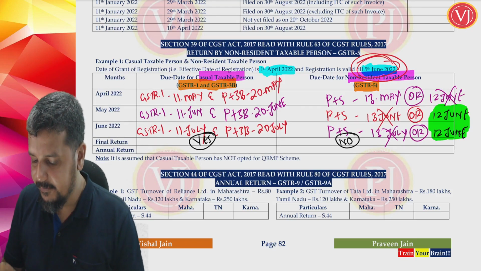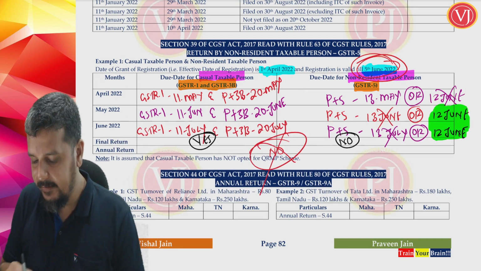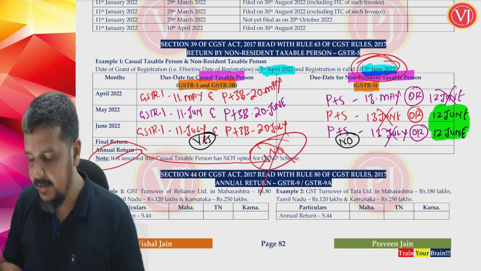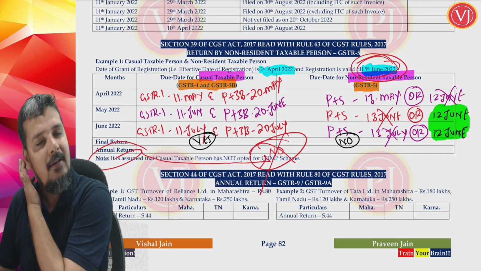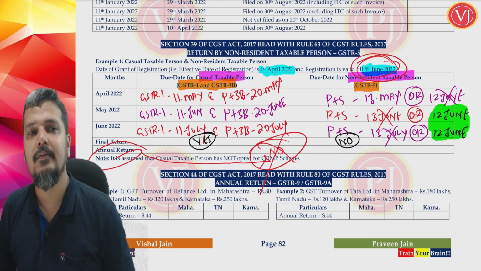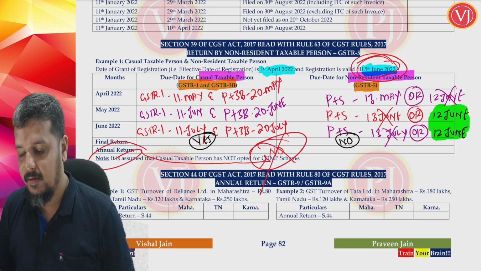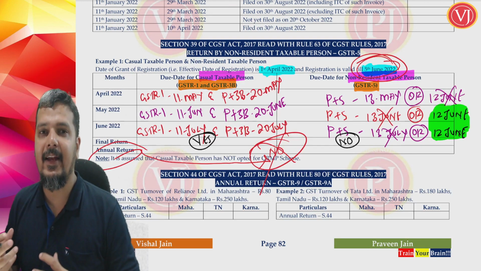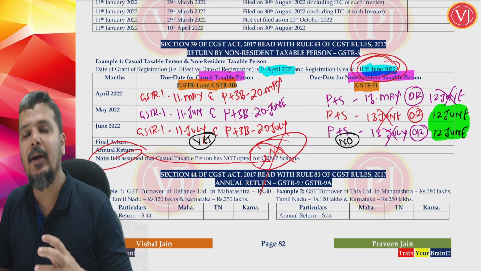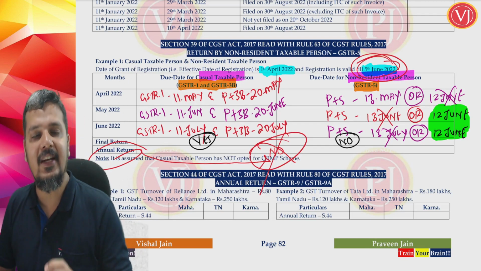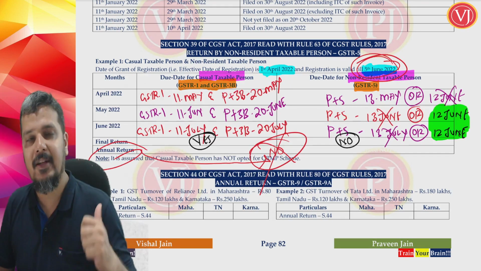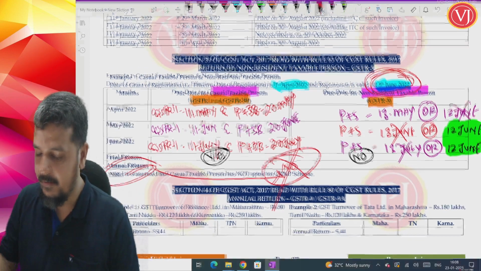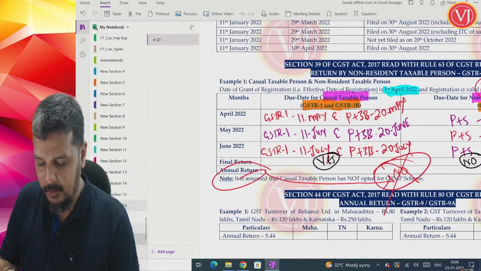Whereas annual return, whether it is CTP or NRTP, no one is required to file it. Annual return, whether it is CTP or NRTP, no one is required to file the same. So that explains how NRTP works. Moreover, when you see NRTP alone, there will always be a doubt because NRTP is also a temporary registration, CTP is also a temporary registration, but things are different.